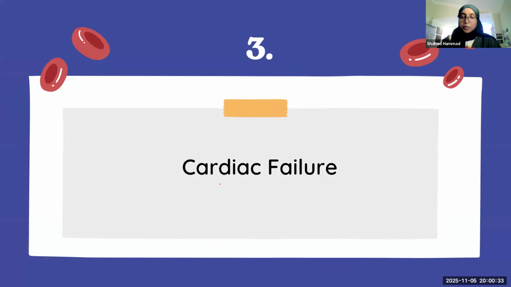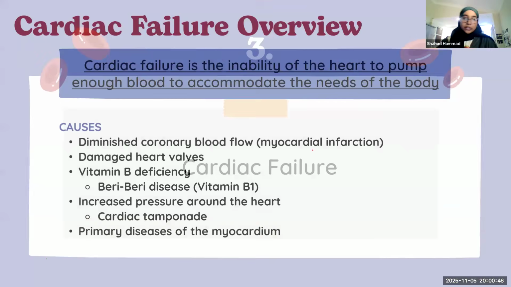So the last part of this lecture is cardiac failure. This is kind of the end stage of everything that we've talked about by now. And what we're going to do in this part is we're going to have a lot more graphs that we're going to get into in a second. So let's look at this.